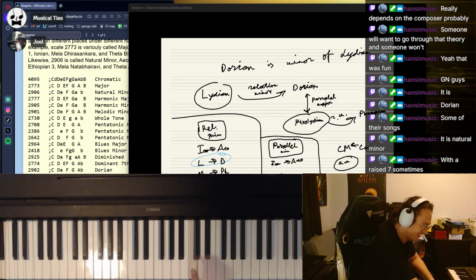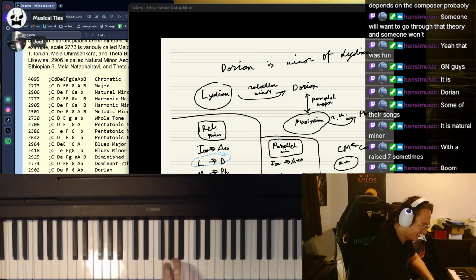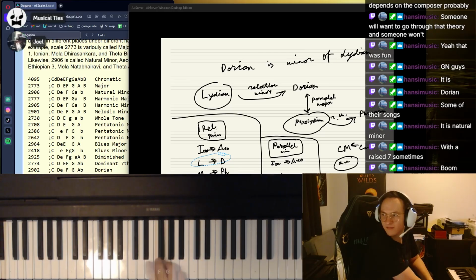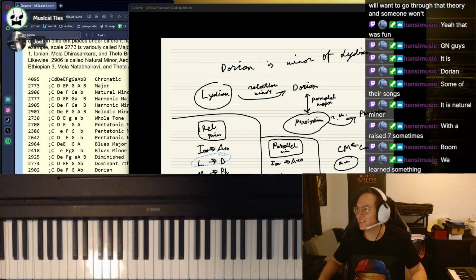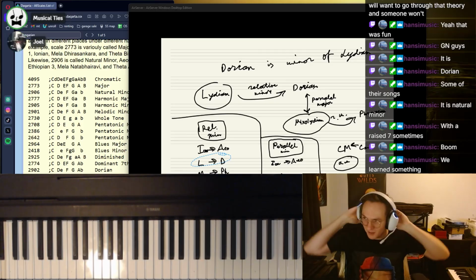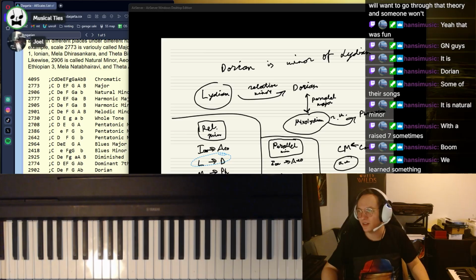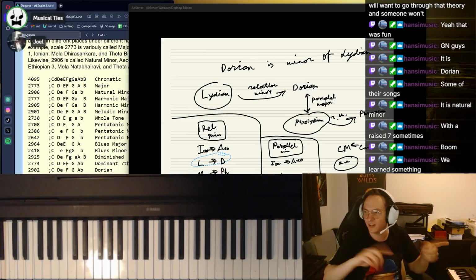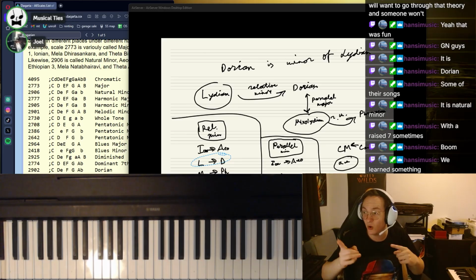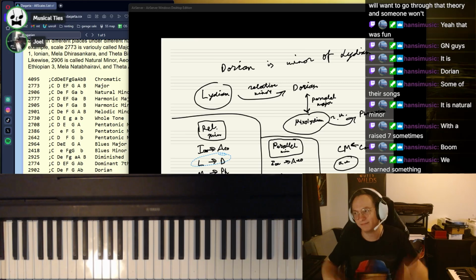Beautiful. I love it. Well, of course they're relative keys, because they're literally part of the whole thing. But they're relative major and minor to each other. Lydian is the major and Dorian is the minor, the same way that Ionian is the major and Aeolian is the minor. Exactly. That's so cool. There's a reason.